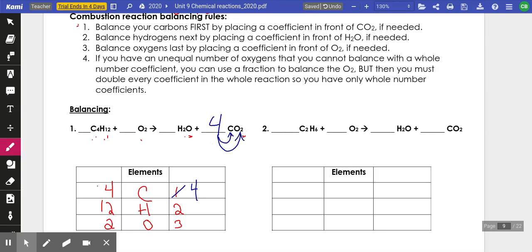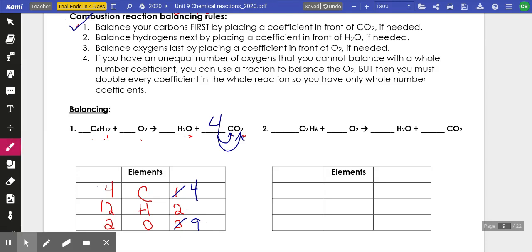So 4 times that number 2, the subscript on the oxygen, that means I have 8 oxygens from there. But don't forget, I have an oxygen there as well. So I actually have right now 9 oxygens total when I put that 4 in front of the CO2. Okay, so that takes care of step 1.